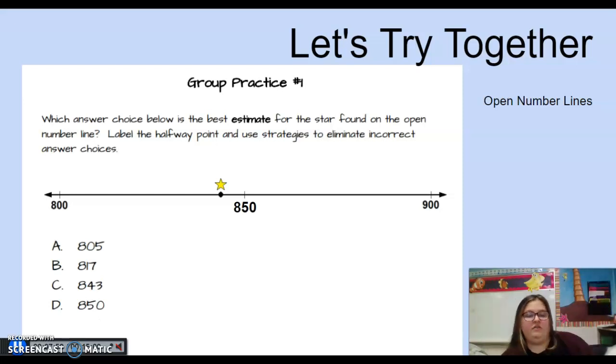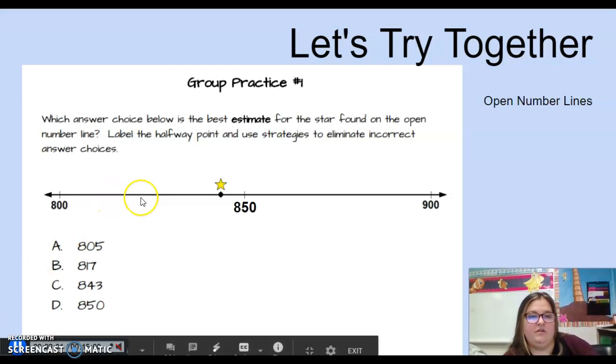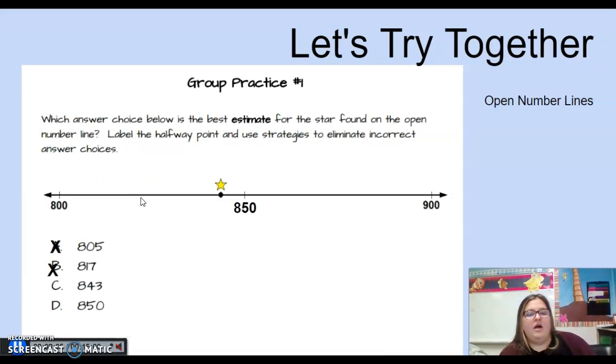No, that's not where our star is, so I don't think that one could be correct either. It's not close. Okay, now it says 843. So let me try to figure out where I think 843 could be.